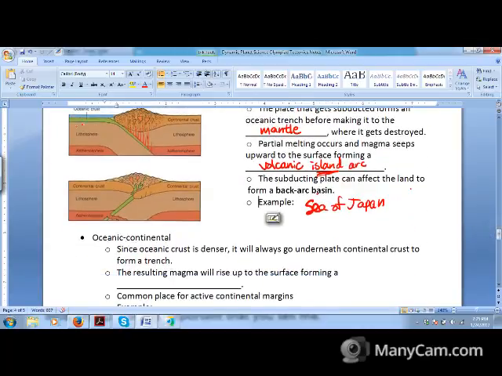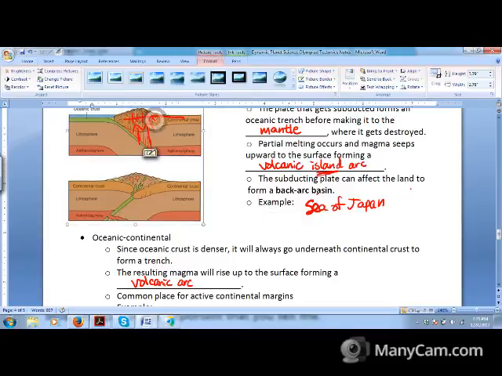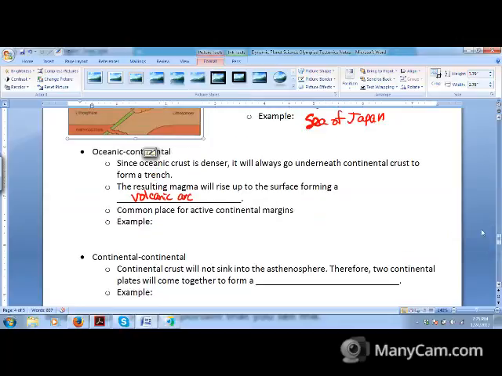Let's take a look at this picture right here. The same thing kind of happens, only you have land right here instead of ocean. So whenever this subducting plate goes under and this magma seeps upward, you don't have an island, but you do have a volcanic arc. Okay, you just have a range of kind of volcanic spots, like in the Andes Mountains. So that would be an example.